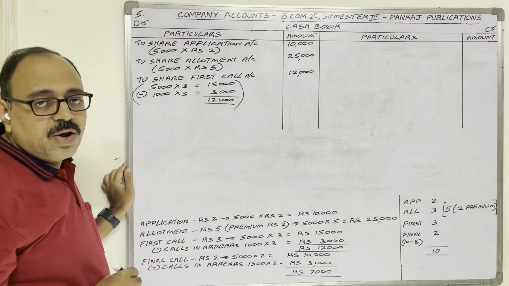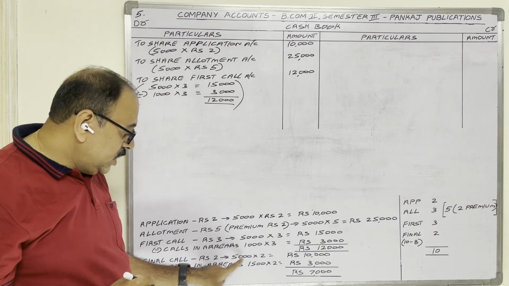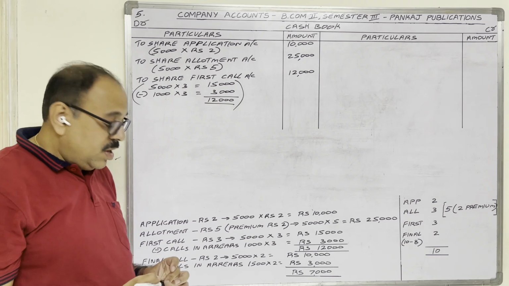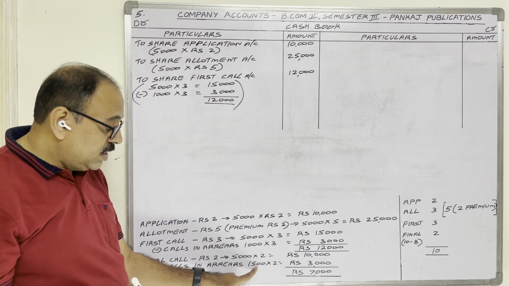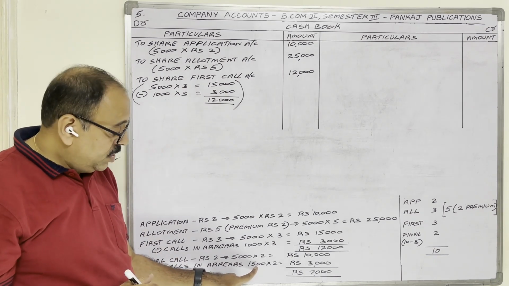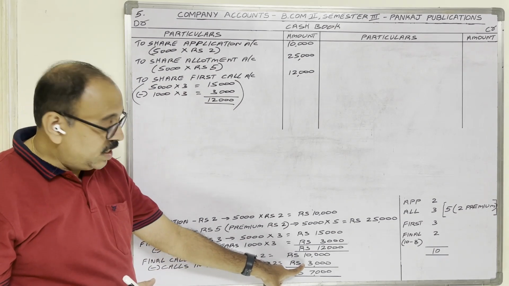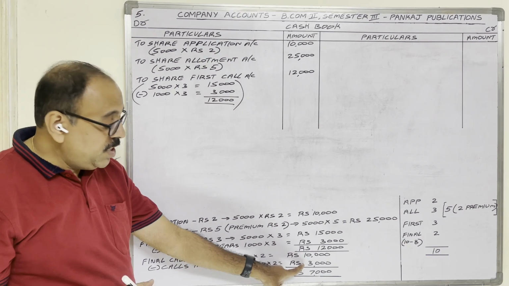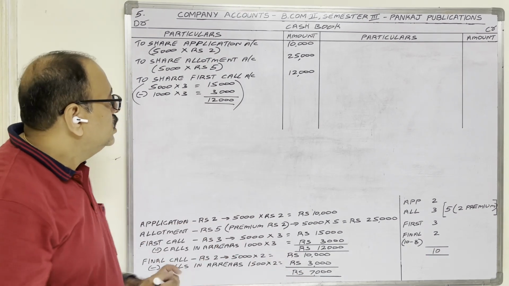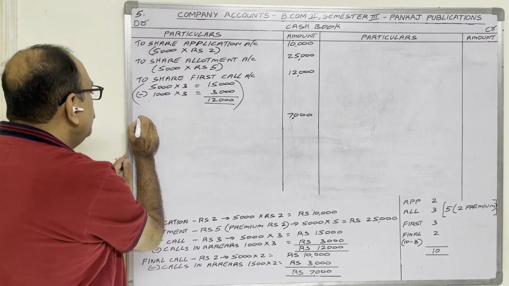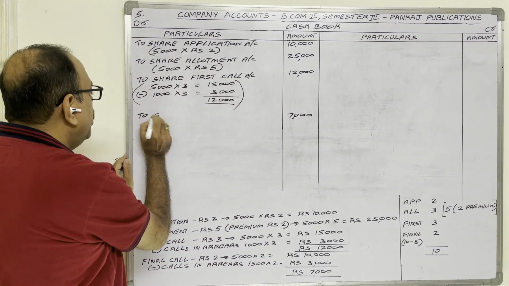Next, come to final call. On 5,000 shares at the rate of 2 rupees each, 10,000 should come. And on 1,500 shares, final call money did not come. So 1,500 into 2 rupees, 3,000 is the call in arrears here. Finally, how much amount is coming? 7,000. 7,000 in amount column. In particulars column, to share final call account.